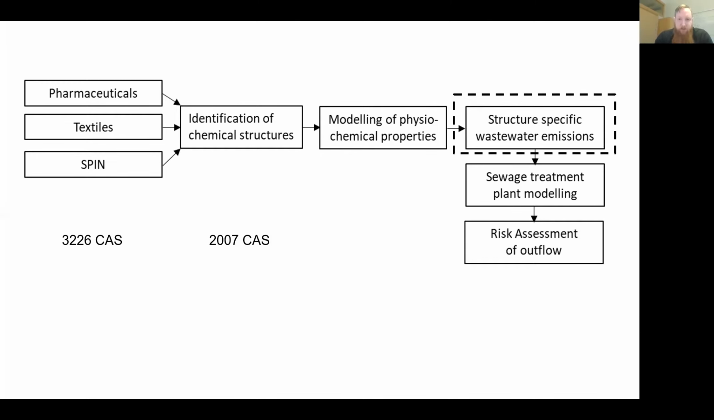Now, the next step here should be the modeling of physiochemical properties, but I won't go through that because it's not very interesting. Once you have your chemical structure defined, you can simply throw that at a set of different models, and it gives you the physiochemical properties of that structure back. Now, for those who have a special interest, I can just say that we used EPI Suite as well as ChemAxon. If you know what that means, good for you. If not, we simply used a set of different models to get the physiochemical properties. So let's instead jump to the structure-specific wastewater emissions.